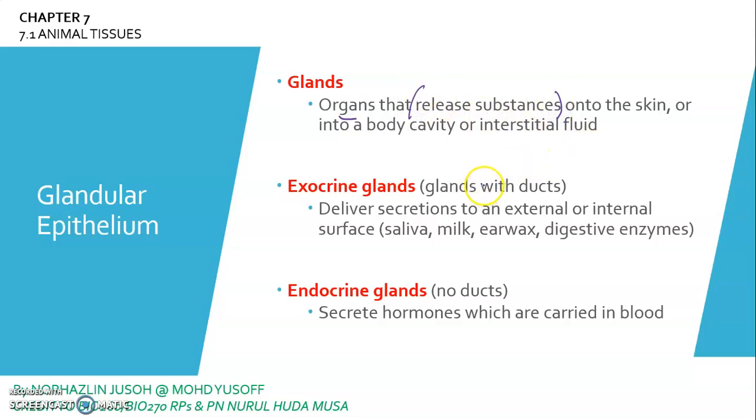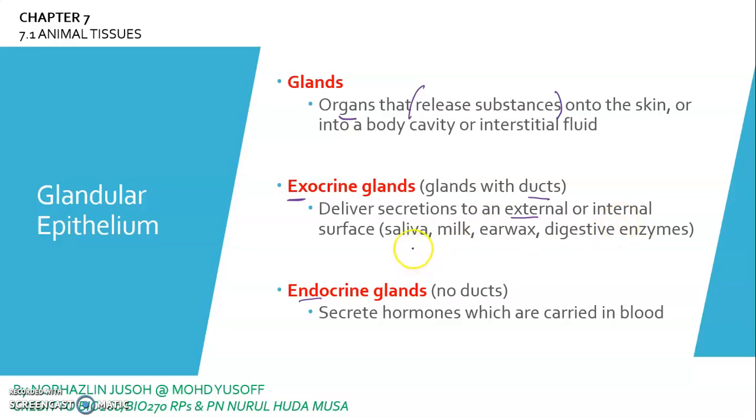And then the glandular epithelium can be divided into two types. Exocrine glands, which means that this gland consists of ducts, and then another one is the endocrine gland. The word endo here means internally, which means that there are no ducts, compared to the exocrine. Basically, the exocrine is used to deliver secretions or substances to the external, so that's why the word is exo here, to the external or even to the internal surface.